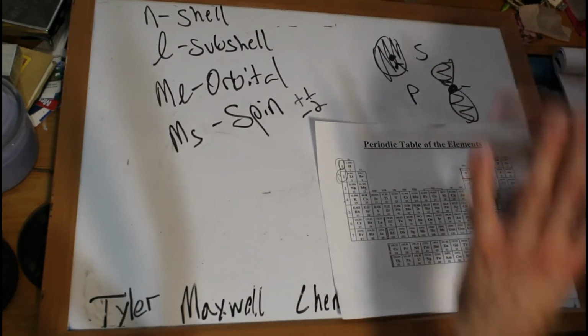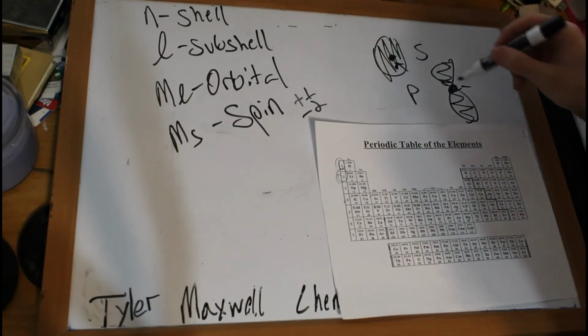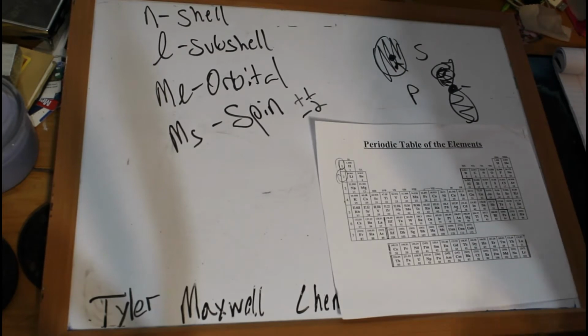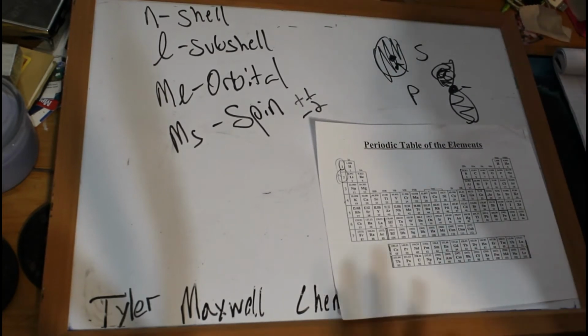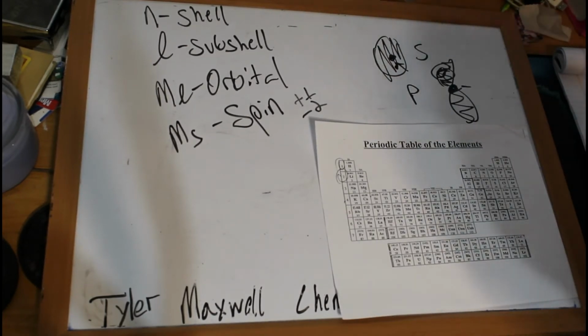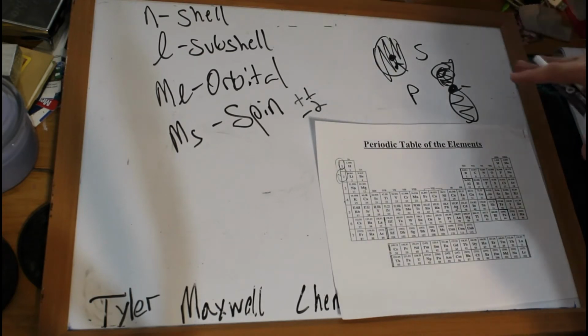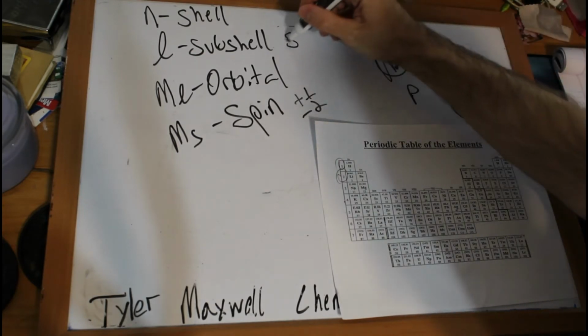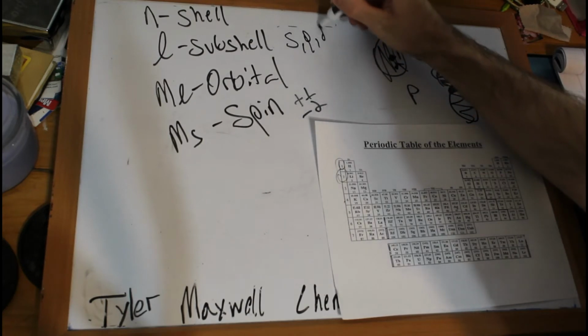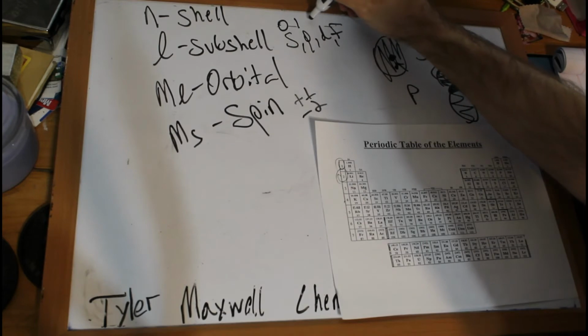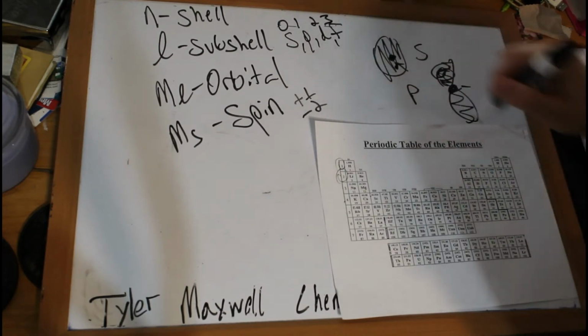So an S is sort of like a spherical region around the nucleus. The P is sort of a dumbbell-shaped region around the nucleus, but it's just an area where we could find the electron. Okay, so L specifies subshells, which are basically these sort of shapes, and they could be S, P, D, or F if L is 0, 1, 2, or 3.